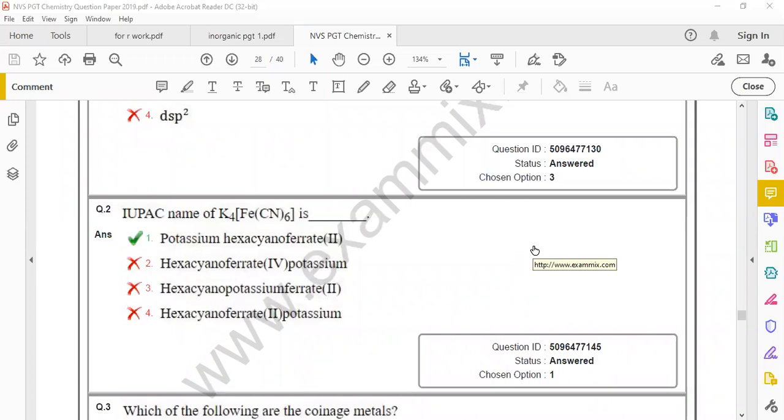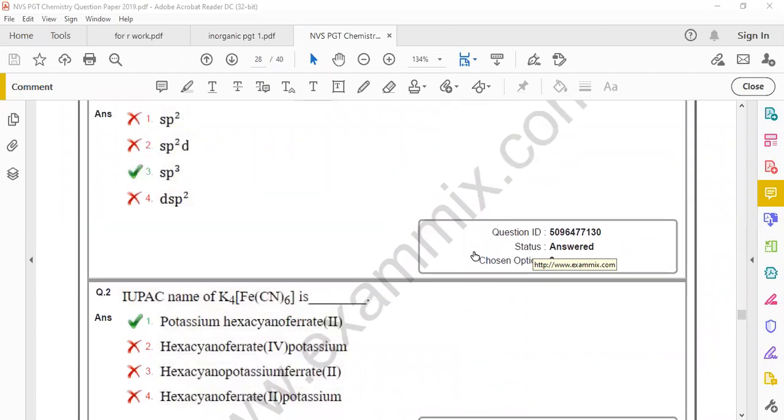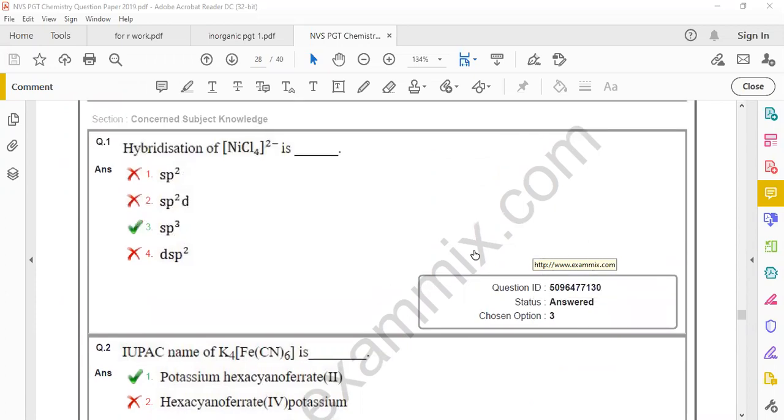Hello, dear friends. Today we will discuss the NVS 2019 PGT Chemistry question paper. It will be very helpful to get an idea about the exam, what type of questions come, and what type of preparation it requires. So let's start. Hybridization of NiCl4 2-.